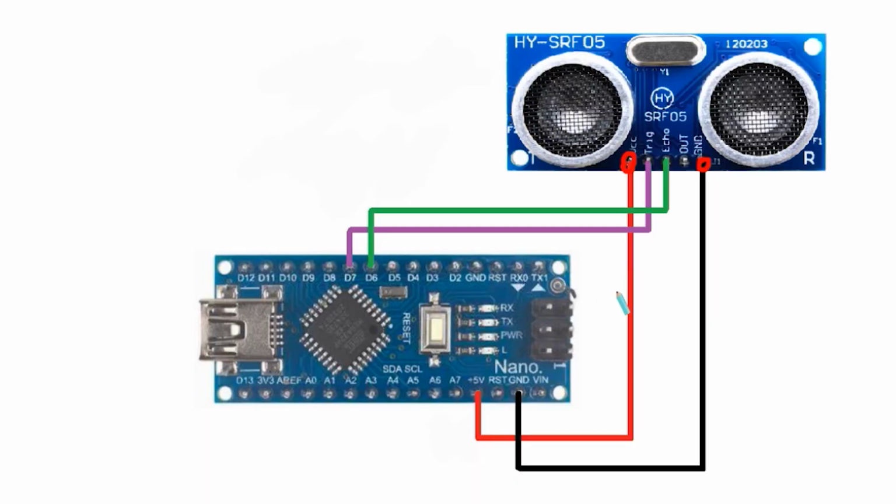Now it's time to design the circuit diagram. I connected the module's power supply to the 5 volts Arduino. Also, the trigger pin to Arduino pin number 7 and the echo pin to Arduino pin number 6.